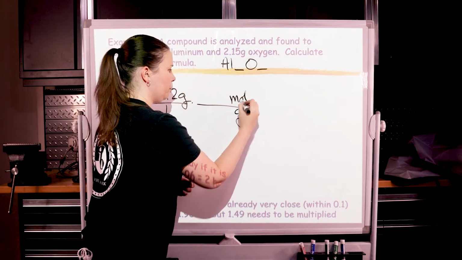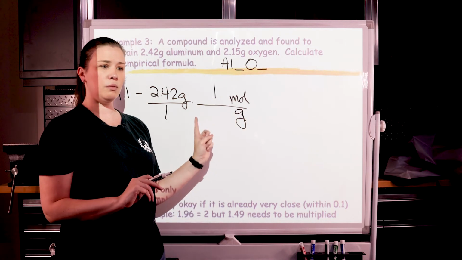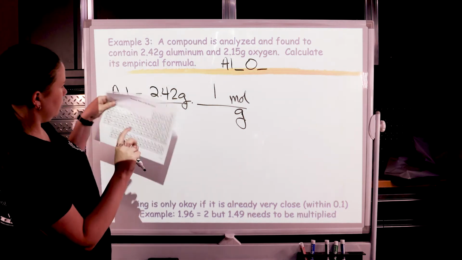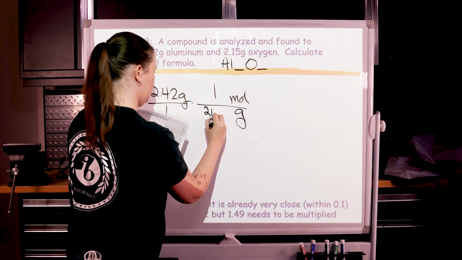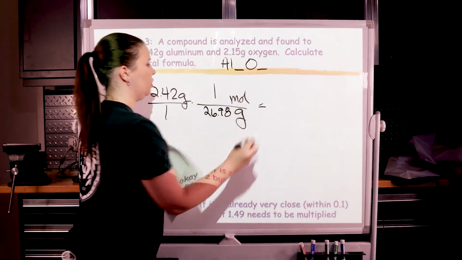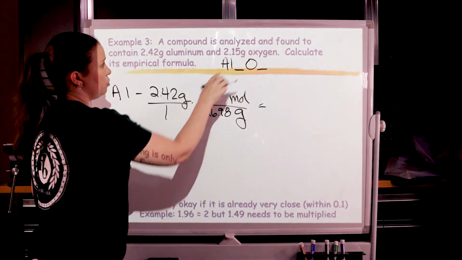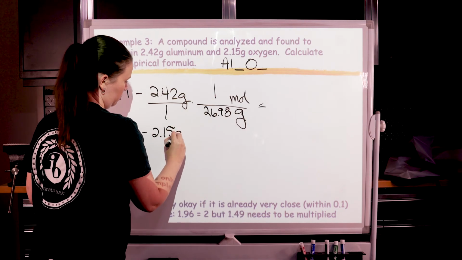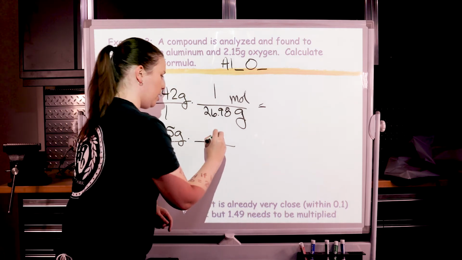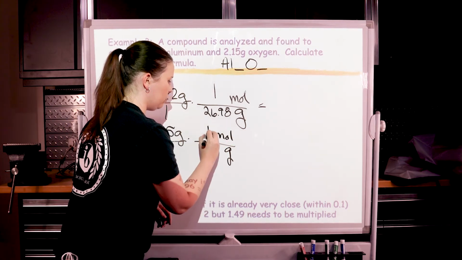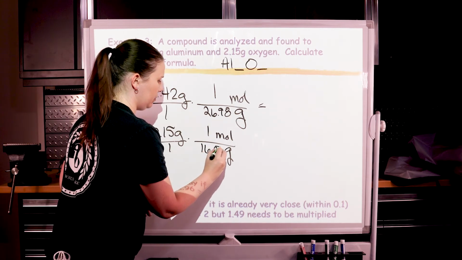Just like we did before, I'm going to put the gram on the bottom and mole on top. Always 1 mole, and with the gram, we always put the molar mass. So for aluminum, let me look that up real quick. We got 26.98. All right, now let's do that for oxygen. For oxygen, we're starting with 2.15 grams over 1. And then again, gram on the bottom and mole on top, always 1 mole. The molar mass for oxygen is 16 even.